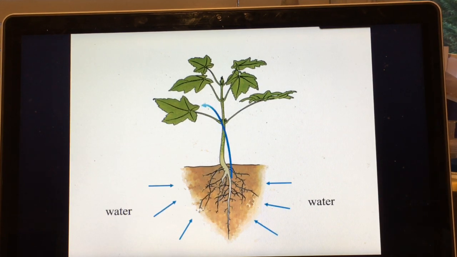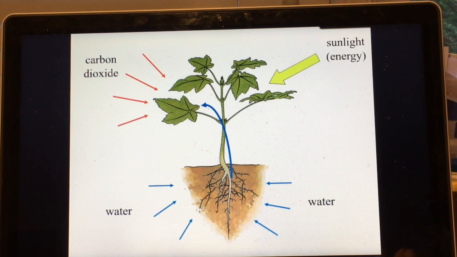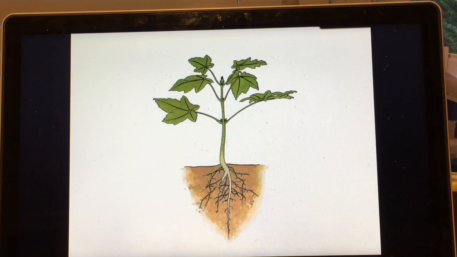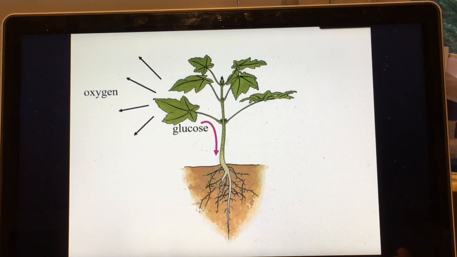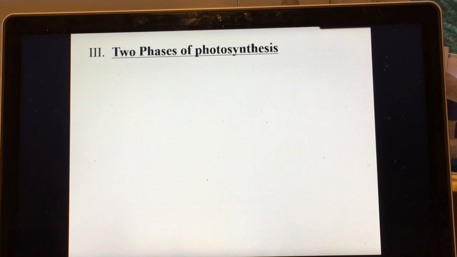Okay, so just a little bit about plant structure and anatomy. Water enters from roots to stems to leaves. Carbon dioxide enters from the air into the leaves, and sunlight hits the leaves, sugar is produced, oxygen is released as a waste product, and glucose is predominantly stored in the roots, especially during the winter.